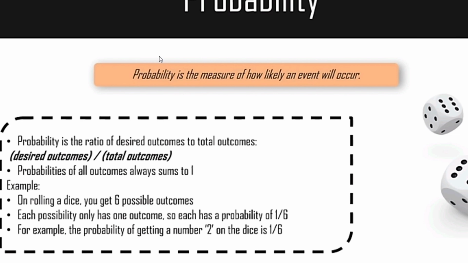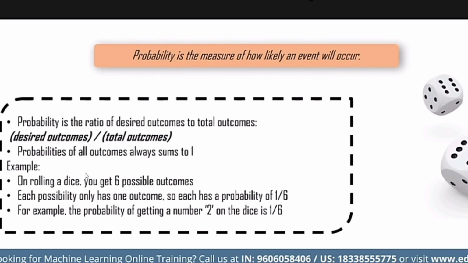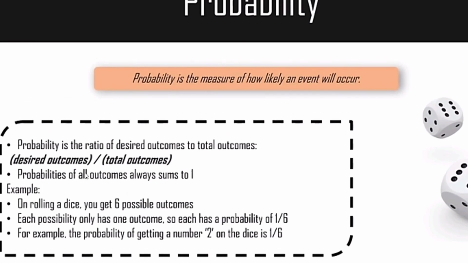For example, probability means desired outcomes divided by total outcomes. So probability depends on what we desire and the total outcomes. For example, rolling the dice: getting a 2 means 1 by 6. You have the 1 desired outcome divided by the total outcomes, which are 6, like that.